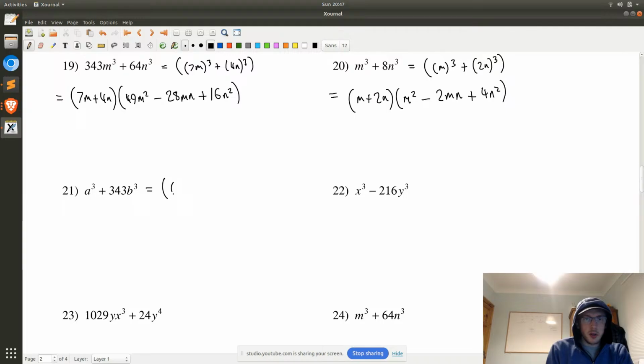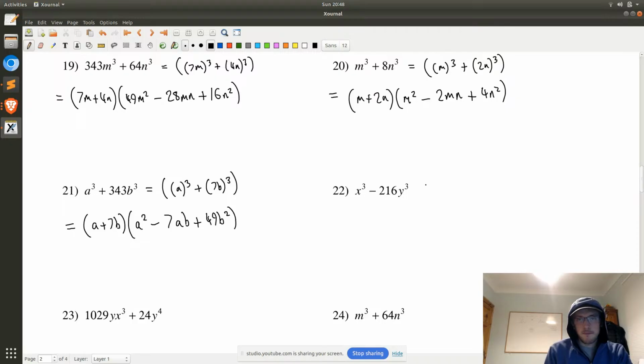This is the cube of A and the cube of 7B. Follow the pattern. A plus 7B. Open up. Square of the first one minus 7AB plus square of the last one.